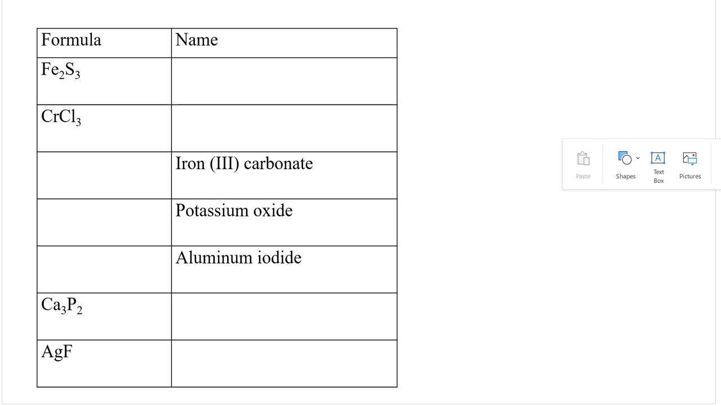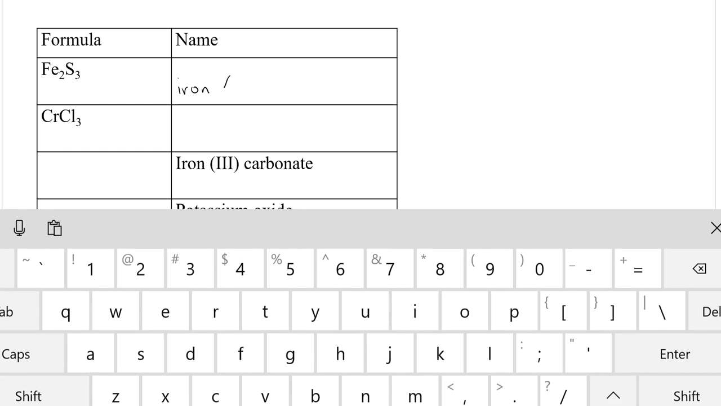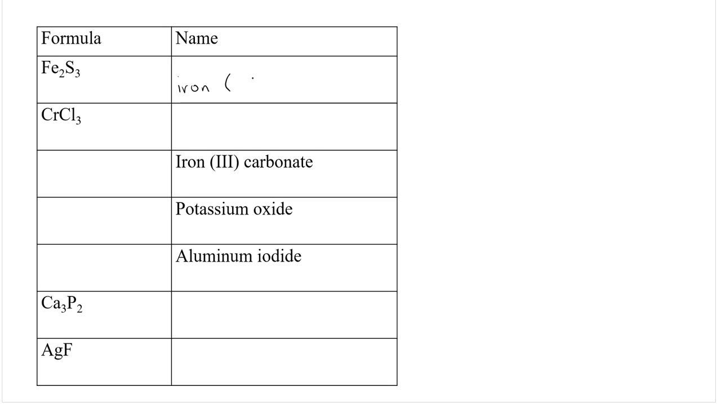That means you have to give the charge in Roman numerals. So if it's a transition metal, it has a variable charge, you have to give it in Roman numerals. So we know right away that this compound is going to be named iron something sulfide. The cation comes first, the anion comes second, it changes its name. We know it's going to be iron something sulfide.